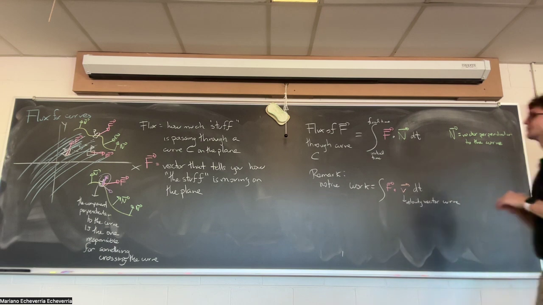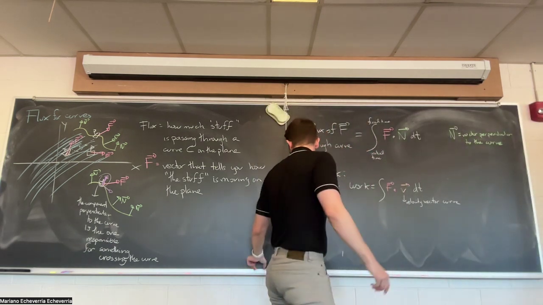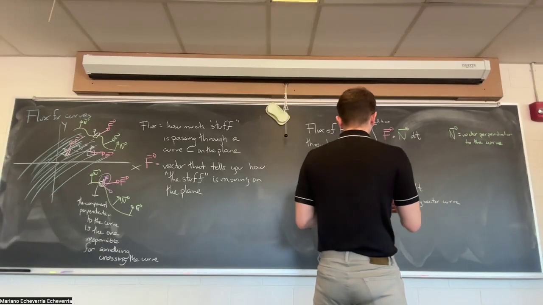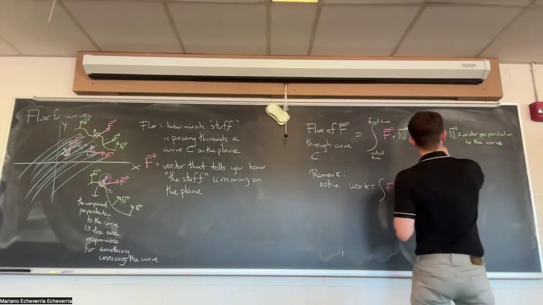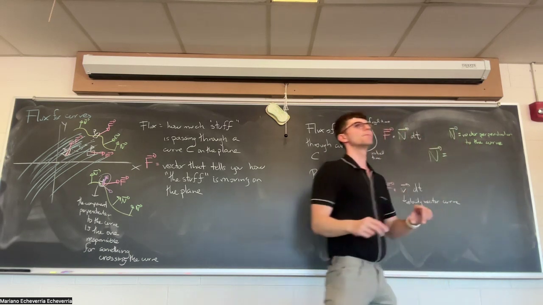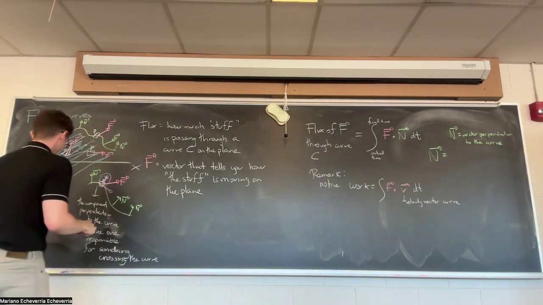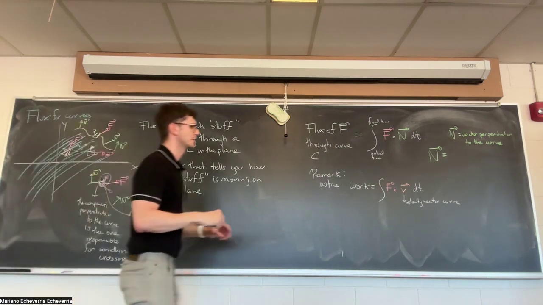But that was actually my next step, how to take n. So what is n here? Well, how can you produce a vector that's perpendicular to the curve? Let's just think about it quickly.